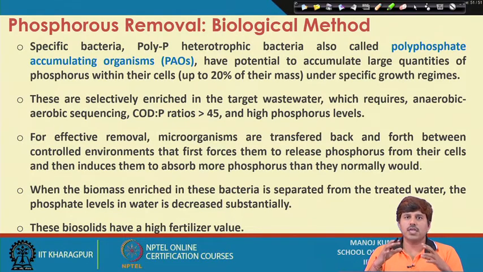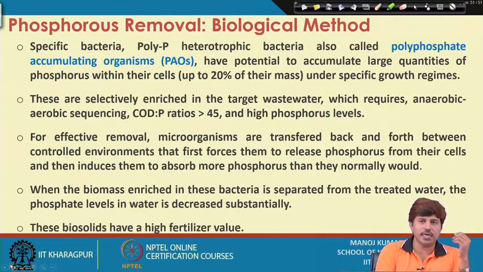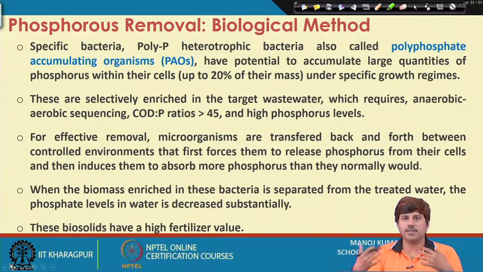That growth regime is ensured by an anaerobic aerobic sequencing. The COD to phosphorus ratio should be greater than 45 and there has to be a high phosphorus level in the system. For effective removal, these microorganisms, PAOs, are transferred back and forth between the controlled environments that first force them to release the phosphorus from their cell, and then once they are introduced in the other system they absorb more phosphorus than they would normally have, and that is why the accumulation of phosphorus increases.